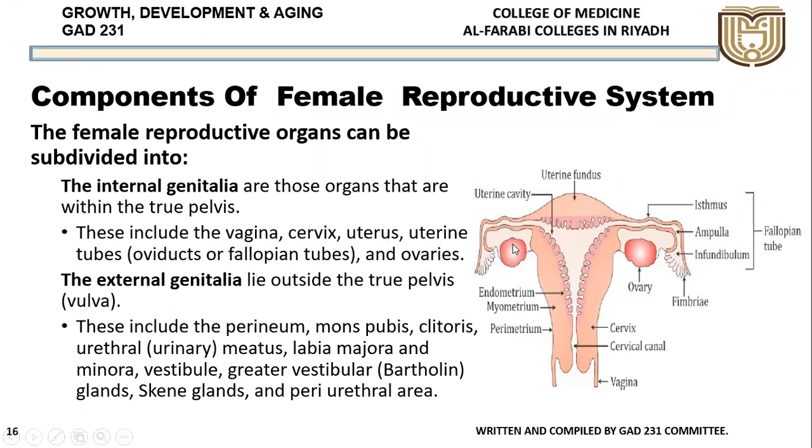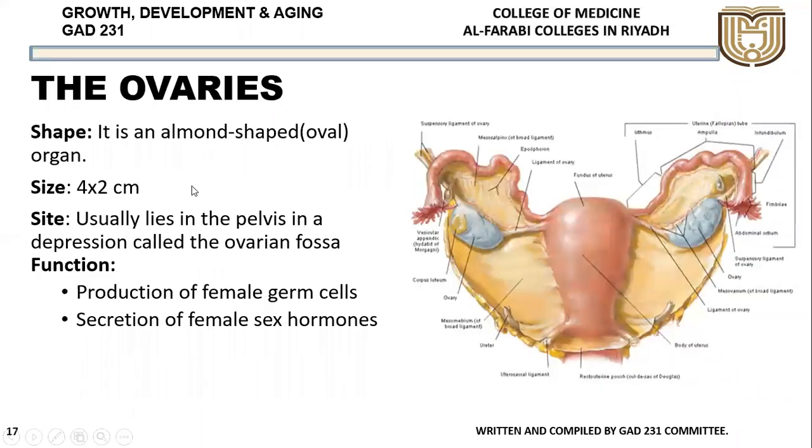These are the ovaries. Then the external genitalia lie outside the true pelvis, which is also called the vulva. These include the perineum, mons pubis, clitoris, urethral meatus, labia majora, minora, vestibule, greater vestibular (Bartholin's) glands, Skene's glands, and periurethral area. All these you will again study when you go to the urogenital system. Right now we'll be studying mainly the female reproductive tract organs, that is the internal genitalia.